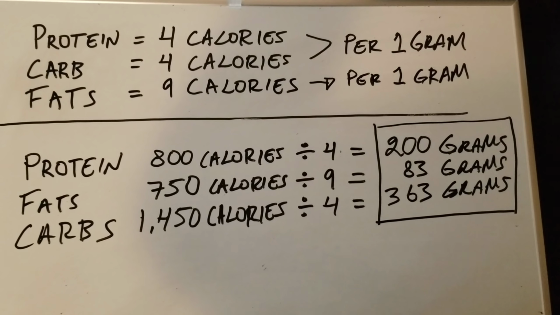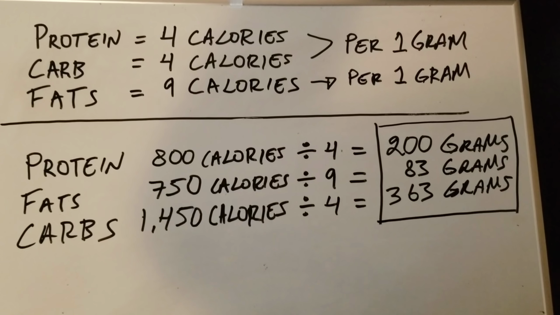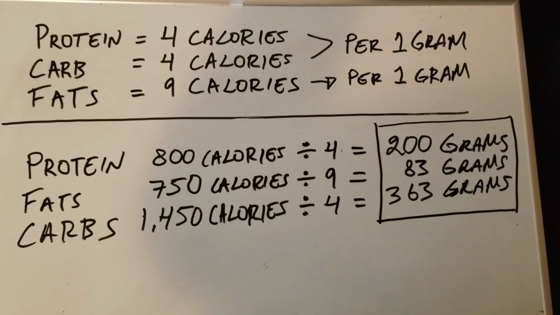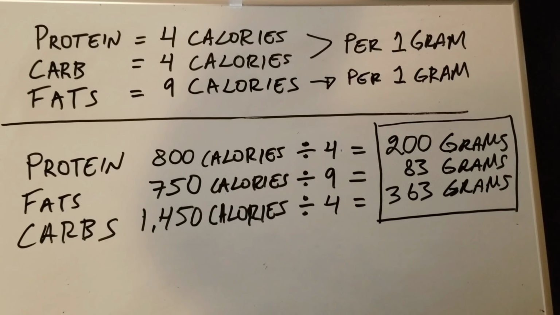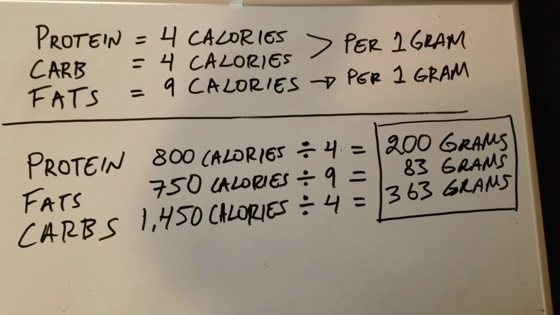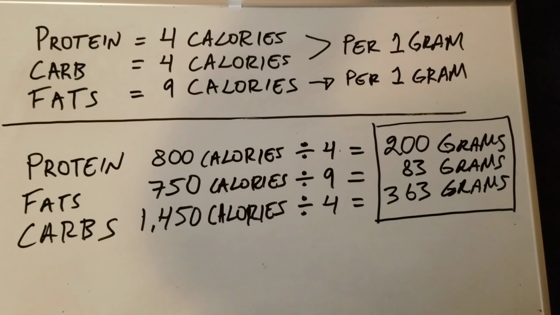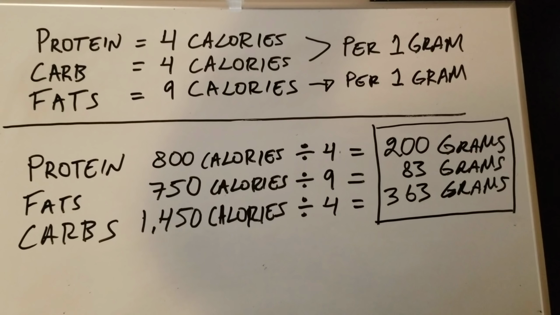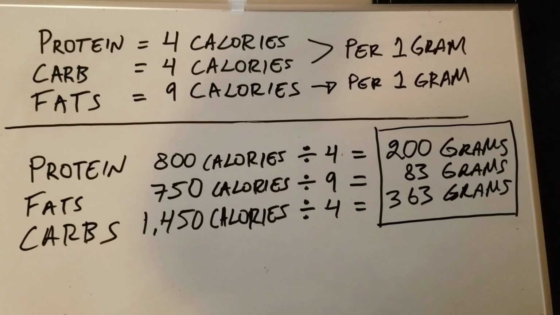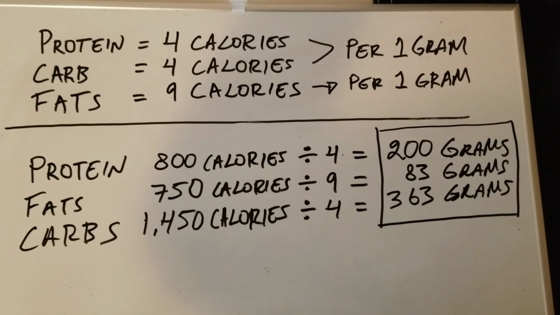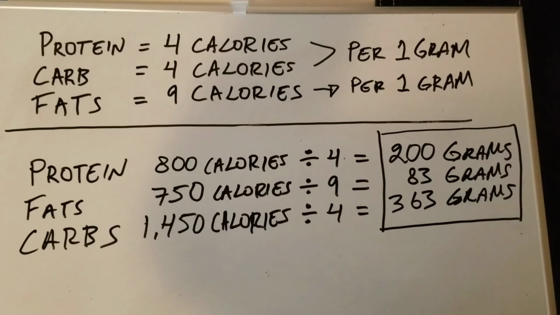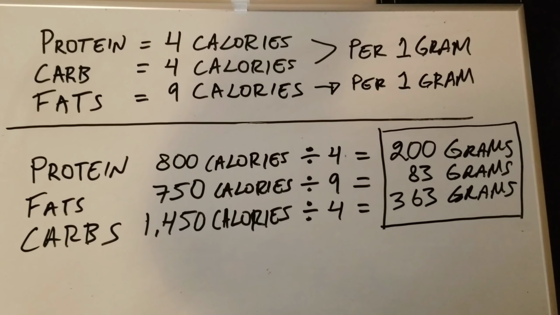Now that we have our total calories for protein, fats, and carbs, we're going to calculate our macros in grams. So for protein, we have 800 calories. We divide that by 4. That's 200 grams of protein per day that this person will need to consume. For fats, we have 750 calories. Divide that by 9. That's 83 grams. For carbs, 1,450 calories. Divide that by 4. That's 363 grams. So our total macros for the day are 200 grams of protein, 83 grams of fats, and 363 grams of carbs. That's the macros that this person will need to track on a daily basis to lose weight.